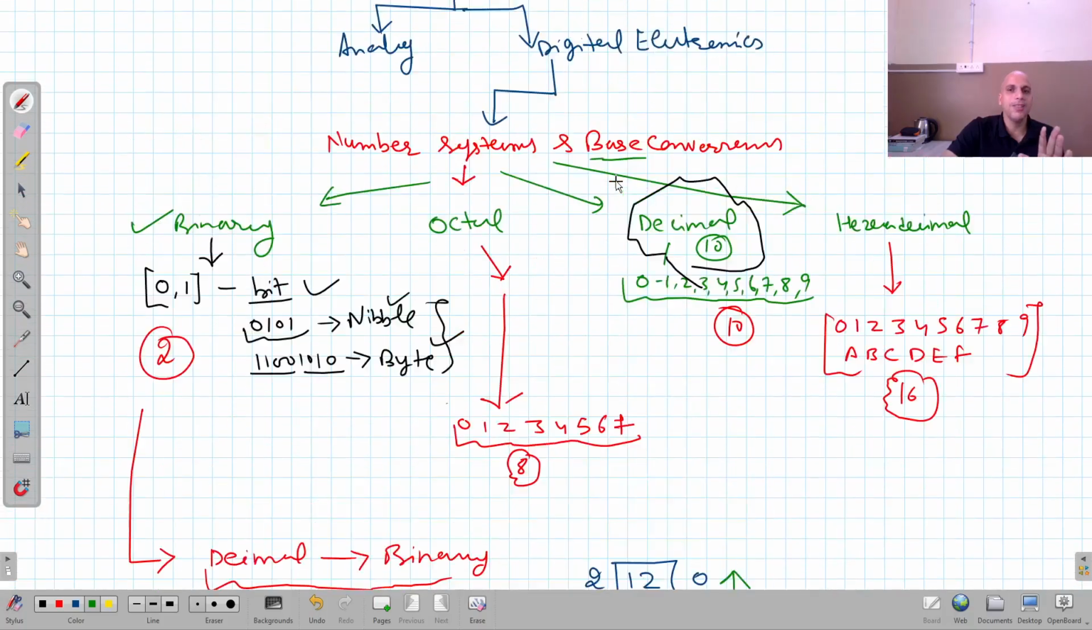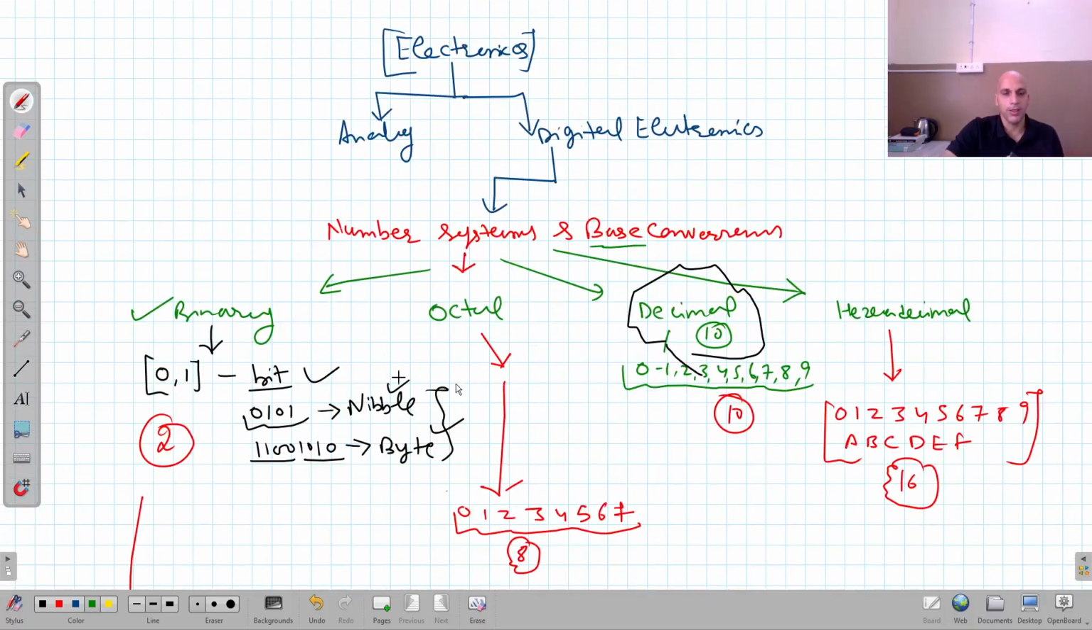So this is about the number system and base conversions. Base conversions means we are going from one base to another. Base 2 to base 10, base 10 to base 2, base 2 to base 8, right? All these things, right?